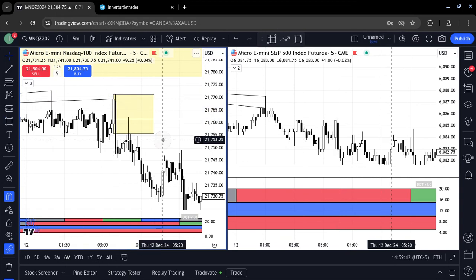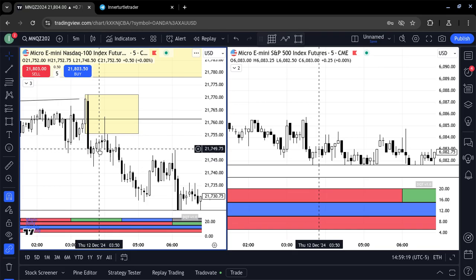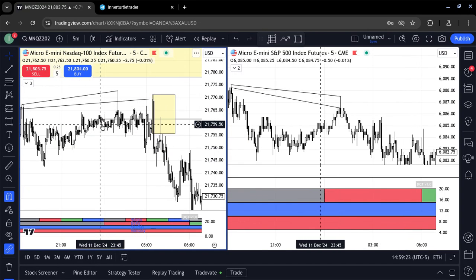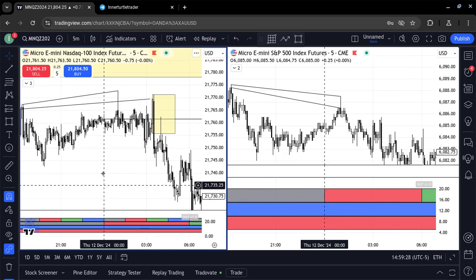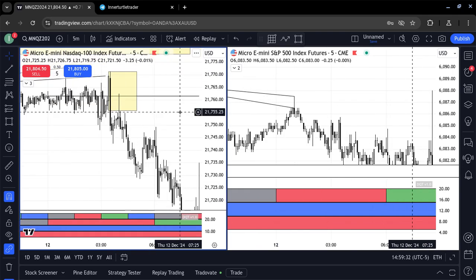Okay, change in the state of delivery. Price moves below, okay, and then comes back up into what? What was this? You can see below the timestamp is the true day open. That's your trade right there.